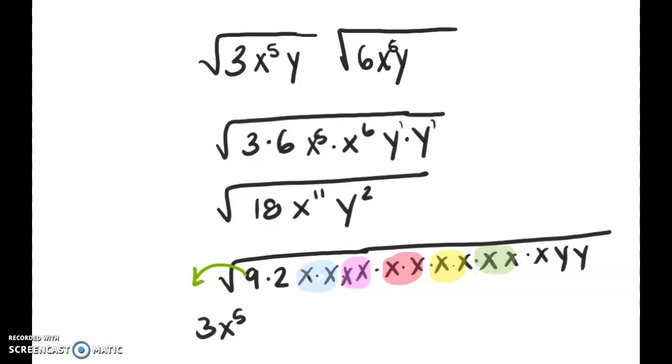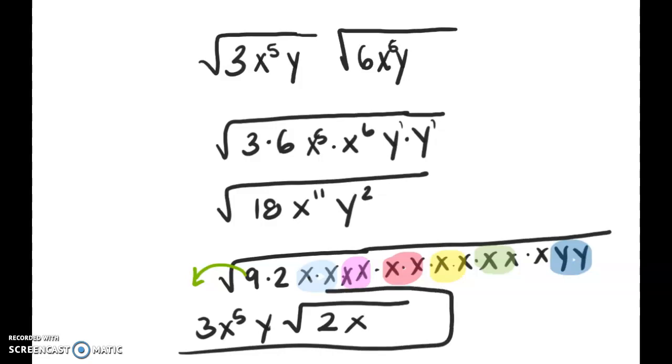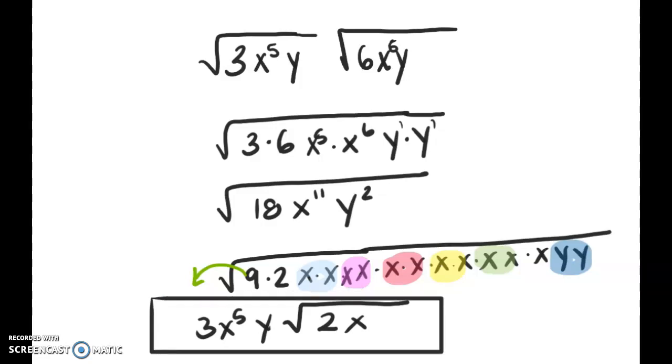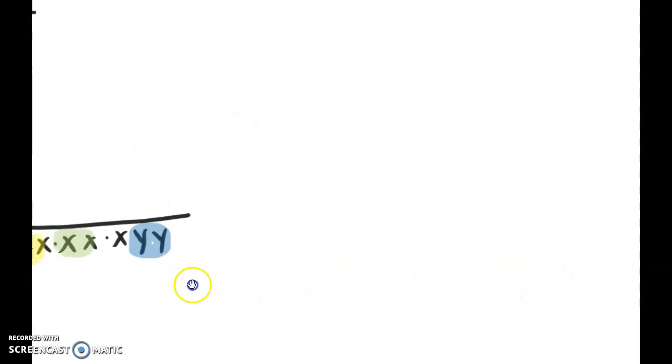And then I have also a pair of y's. And then whatever is left underneath that does not have a pair with it, so the 2 and the x, would stay underneath. And so this is how you would multiply and simplify that. Again, you could approach this by changing it all into the rational exponents and simplify it that way too. What if we have something that looks like this?